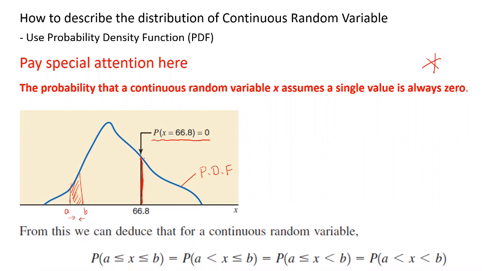Why? Because we have no area here. This is a thin line. There's no area. The area here is 0. So the corresponding probability is 0. Understand?